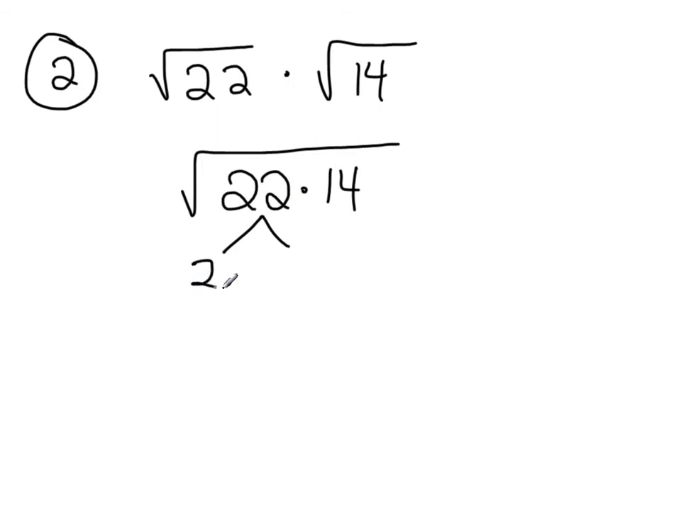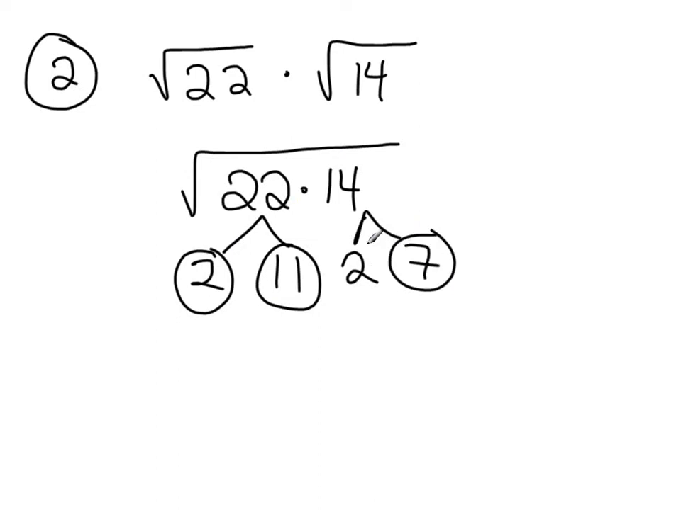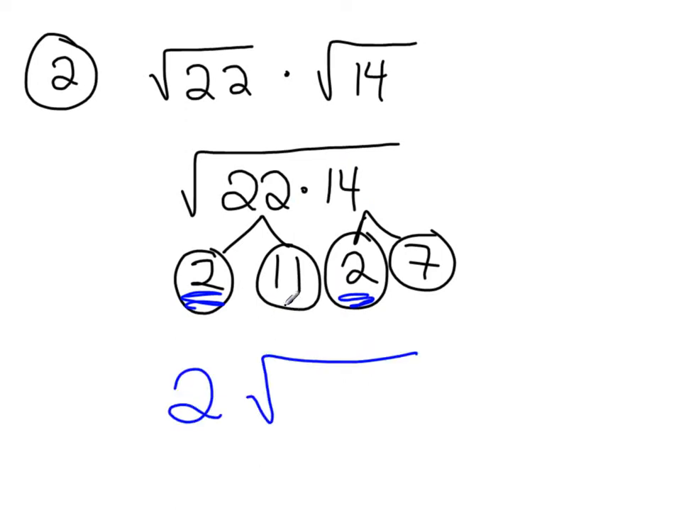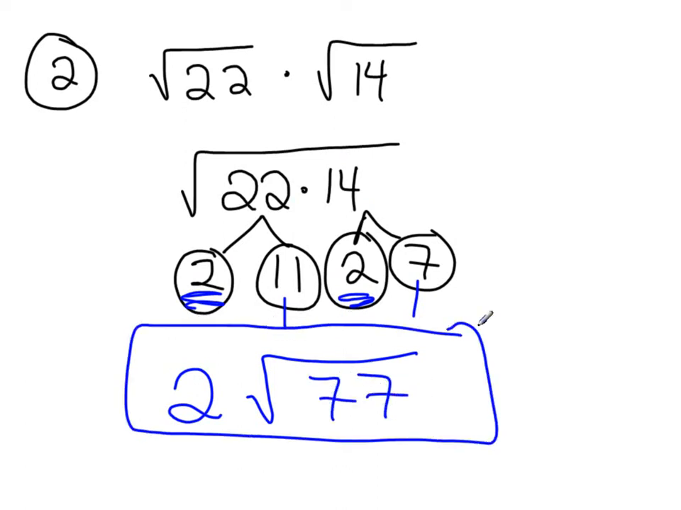22 can break down to 2 and 11, both prime numbers. 14 can break down to 2 and 7. And now the only partner we see teaming up here is the 2s, so a 2 gets to leave. The 11 and the 7 are stuck under the radical, so we'll multiply them together. And we have 2 times the square root of 77. So these are all nice. Let's see one terrible one.